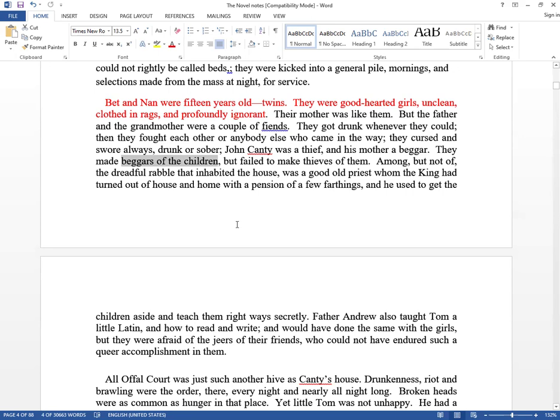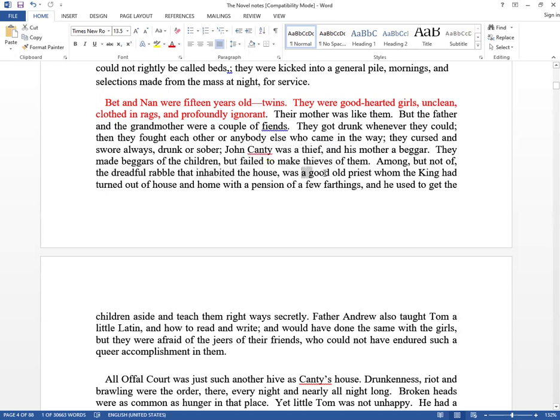They make their children beggars, but fail to make thieves of them. Fortunately, Tom does not become a thief. He only begs in the street. Among, but not of, the dreadful rebel, the dangerous people of Offal Court. Among the dangerous people of Offal Court, they are inhabited. Inhabited means lived. They lived in Offal Court.